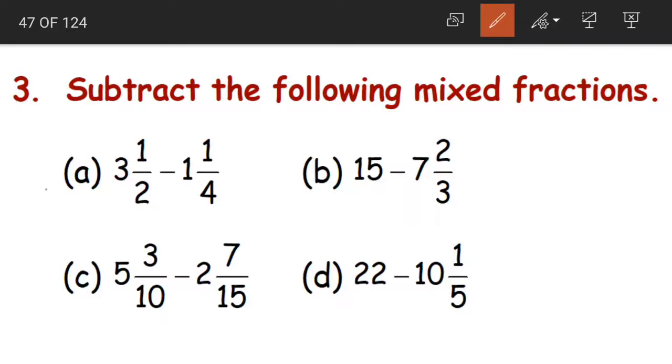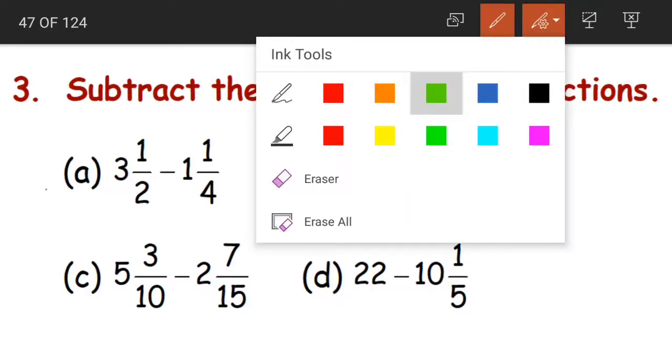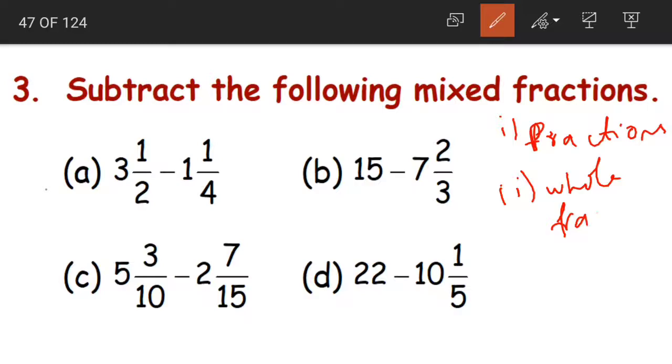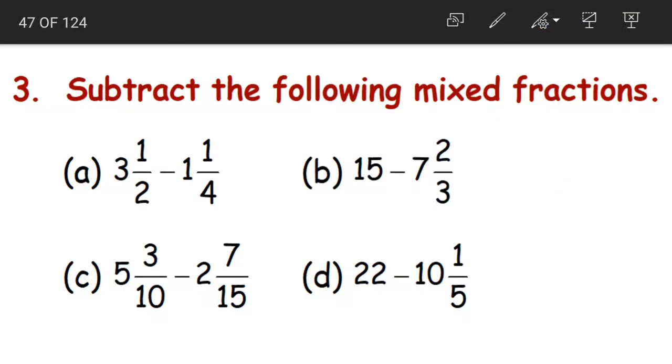Now next, subtract the following mixed fractions. Again as I said, you can follow two methods. One is converting them into improper fractions, and the other one is subtracting the whole numbers and the fraction part separately. Yes, children? I'll take only question B and explain. You can try A, C and D at home. 15 minus 7, 2 by 3.